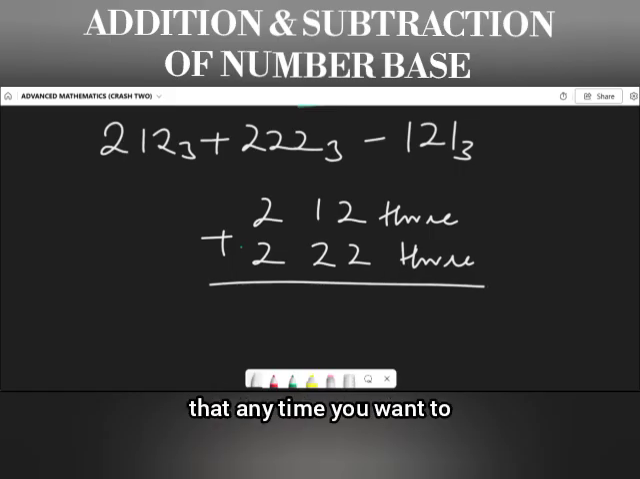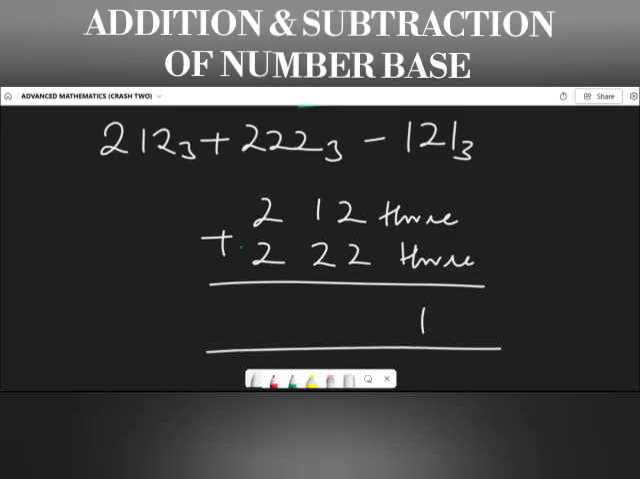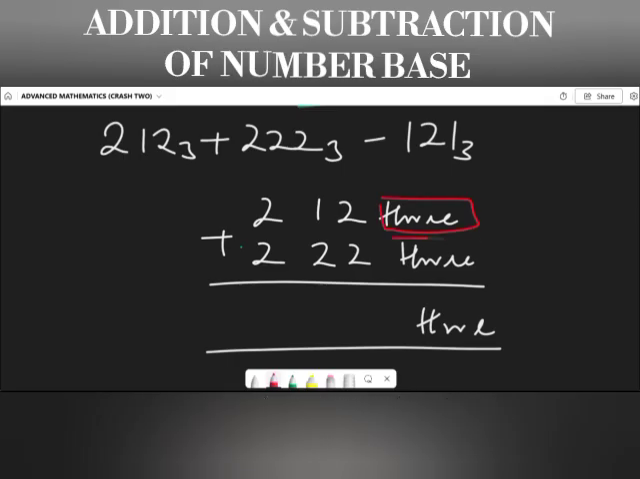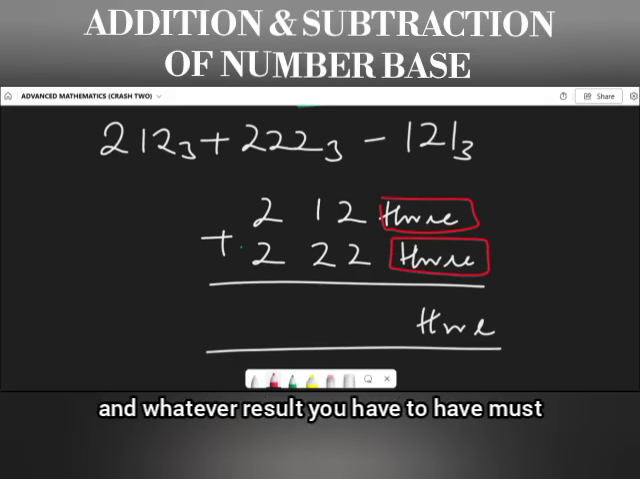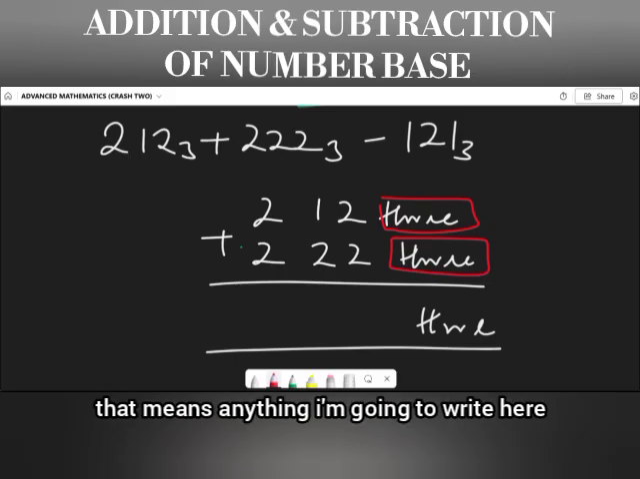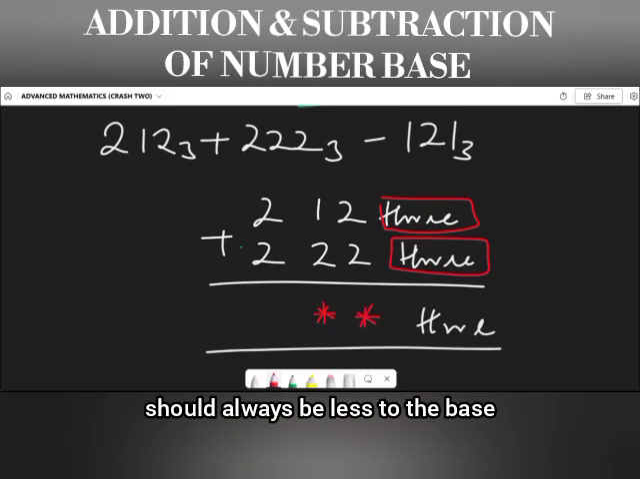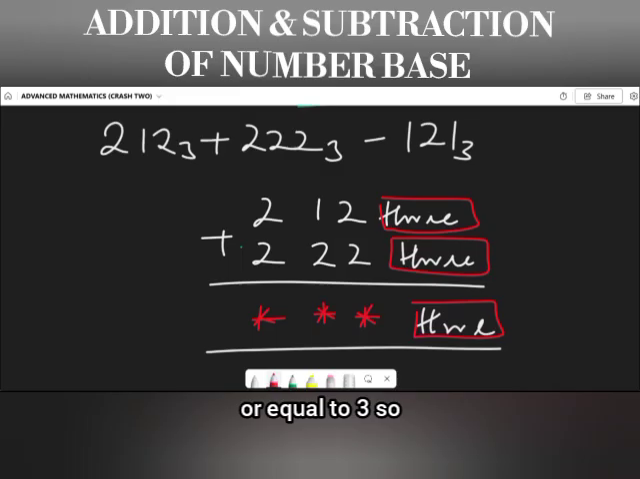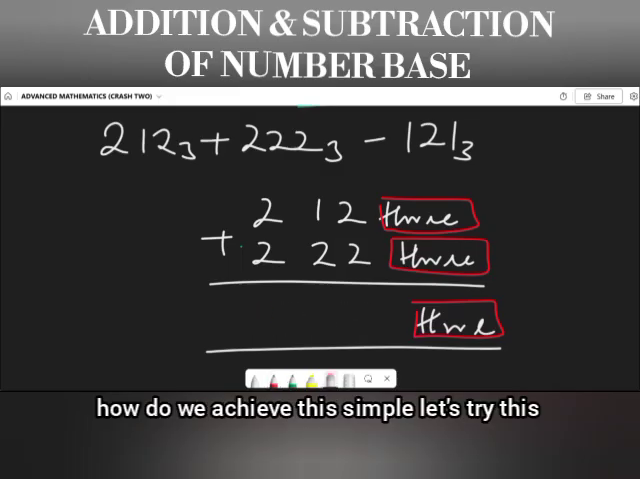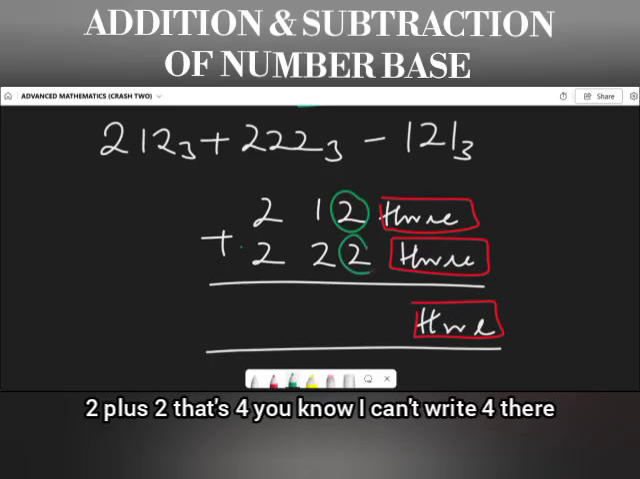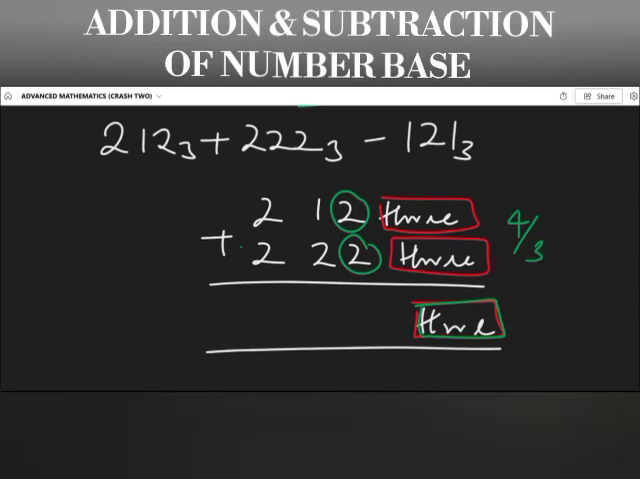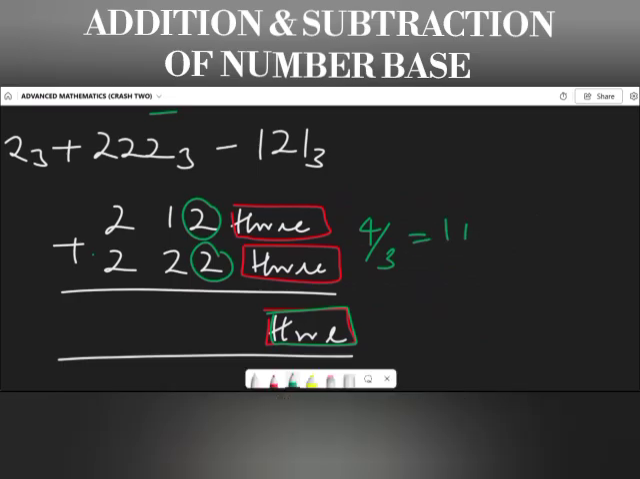In this case, we all know that anytime you want to add, you will be careful with the base, because the base here is 3, and whatever result you have must not be more than the base. That means anything I'm going to write here should always be less than the base. That means my result shouldn't be greater than 3 or equal to 3. So how do we achieve this? Simple. Let's try this. 2 plus 2, that's 4. I can't write 4, because my 4 is already greater than the base. So all I need to do is divide it by the base, which is 3, then I have my answer to be 1, remainder 1.